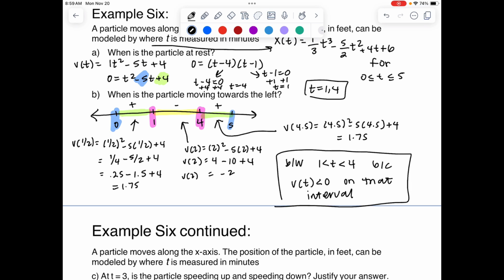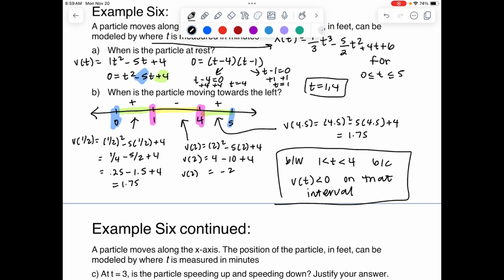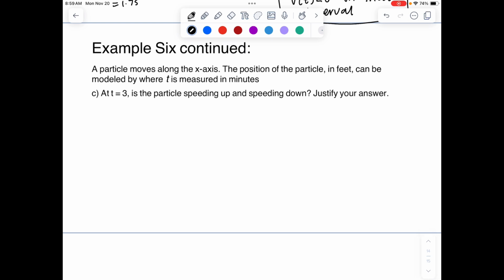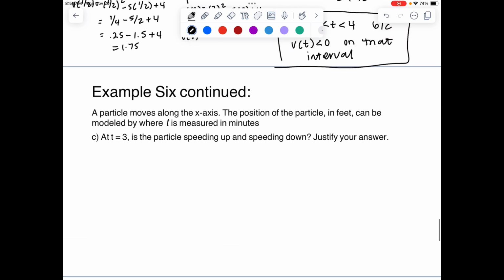Okay, one more problem. I know that these are a lot, but they're kind of fun if you really think about it. Example 6, continued. So this is the same problem, but I'm going to rewrite the equation over here at the top. So it was 1/3 t cubed minus 5/2 t squared plus 4t plus 6, where 0 is less than or equal to t, which is less than or equal to 5.